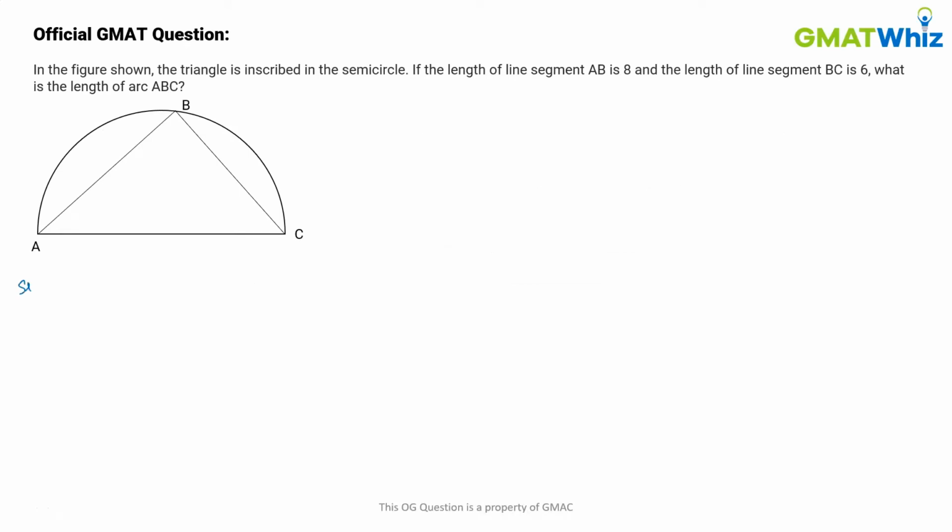In this question, we are given that a triangle is inscribed in a semicircle. We also have the length of the segment AB to be equal to 8 units and the length of the segment BC to be equal to 6 units. So let's write down the information also in the diagram. So AB is equal to 8 and BC is equal to 6.